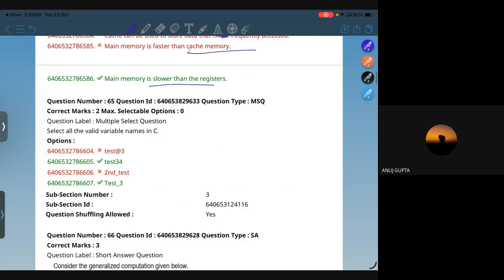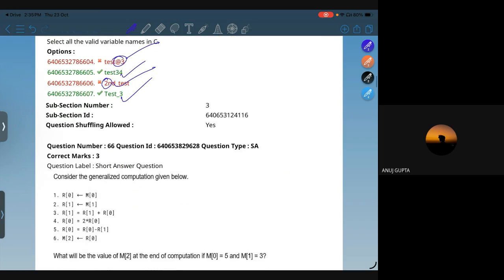Select all the valid variable names. The at-the-rate symbol cannot be used. This is fine. A name cannot start with a numeric. Yeah, this is fine.